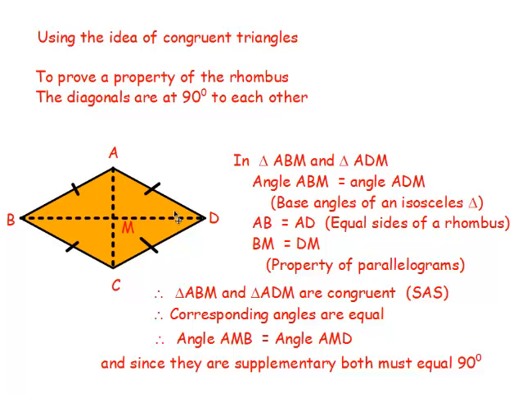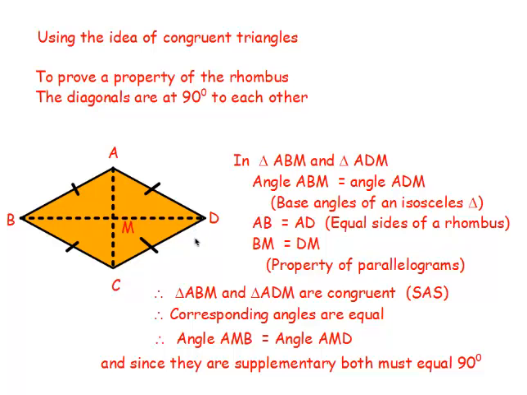These are the base angles of an isosceles triangle that we've just shown are equal in the last slide. AB is equal to AD, yes, because it's a rhombus and all sides are equal. And BM is equal to DM. A property of parallelograms is that each diagonal cuts in half, or bisects, the other diagonal. So M is the midpoint of BD, or this length is equal to this length.